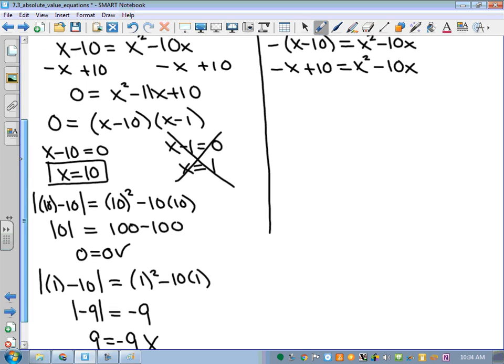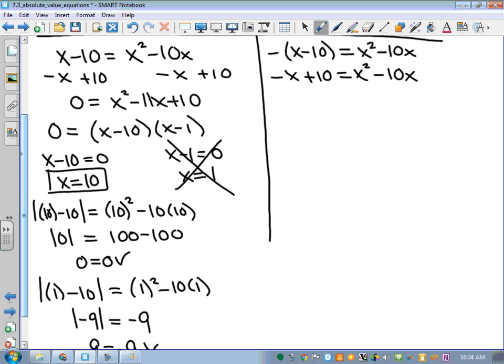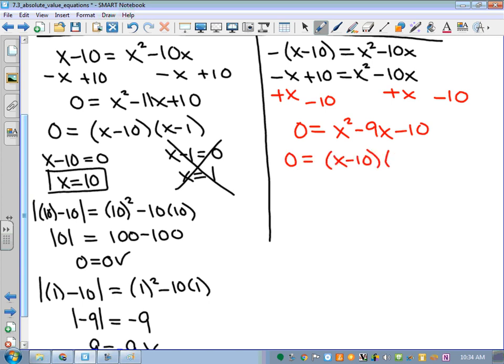Now, it's worth mentioning that if the negative case yields x equals 1, that is not a solution. The verification is done on the original equation. So if you get the same answer on both cases, you don't have to check it twice. If you've already checked it, you do not need to check it again. So we are going to solve this equation very similarly. I'm going to add x on both sides. I'm going to subtract 10 on both sides. And I get that 0 is equal to x squared minus 9x minus 10. So 0 is equal to x minus 10 times x plus 1.